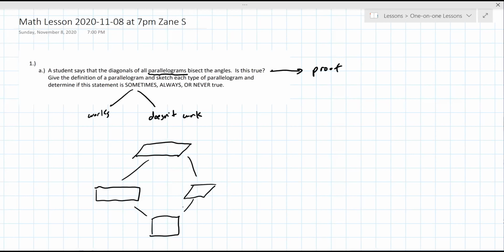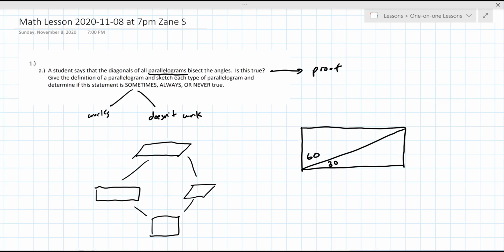I think it's the rectangle. Okay, so the idea is that the diagonal doesn't bisect the angle. So if we look at a rectangle here, and I draw it a little nicer, sometimes we can see it visually. We know that this is 90 degrees, but this could be 30 and this could be 60, and that's totally reasonable. So there's your example for when it doesn't work.